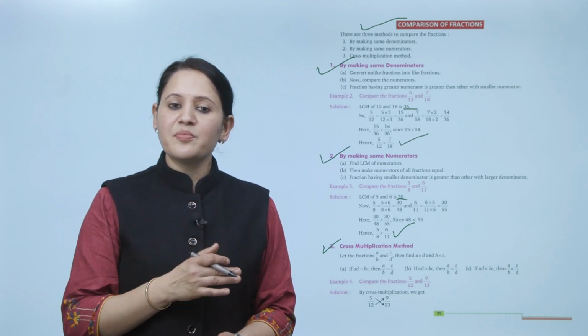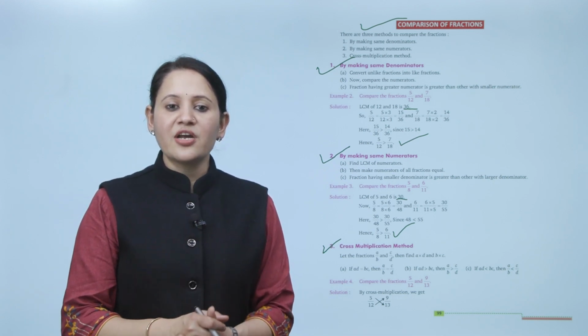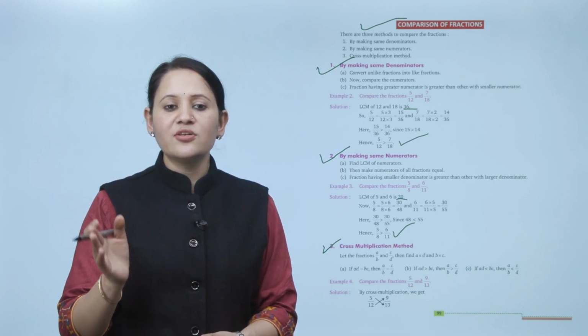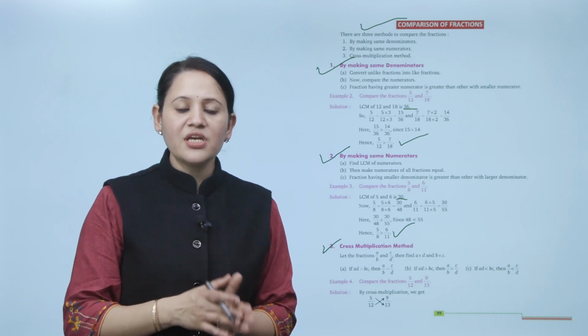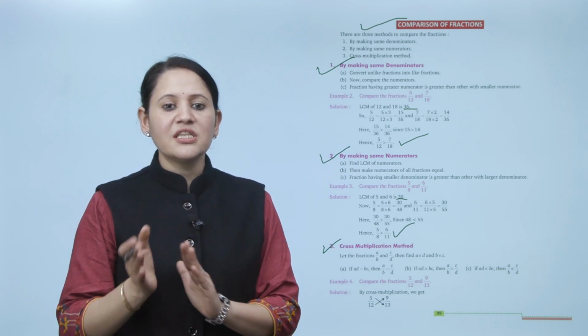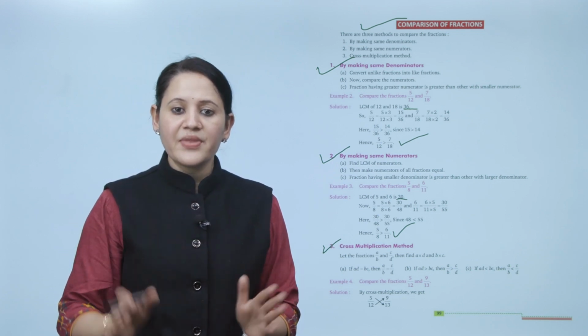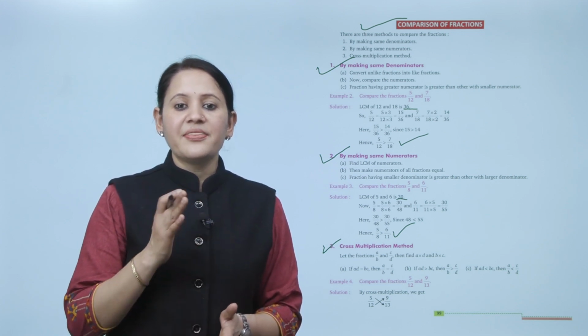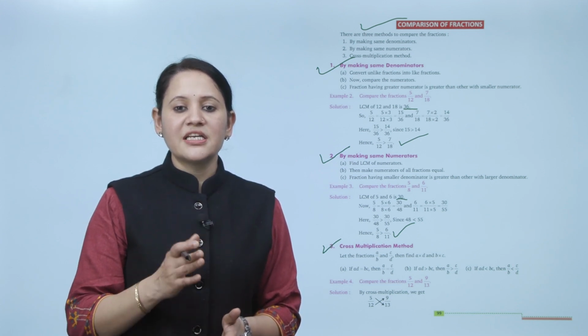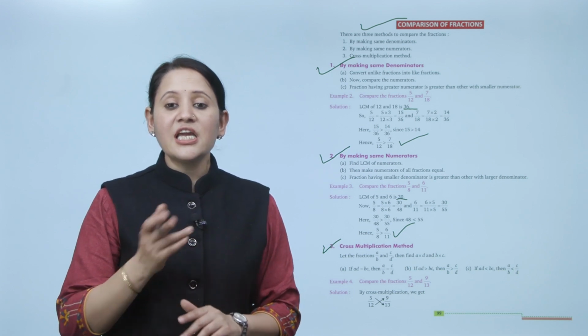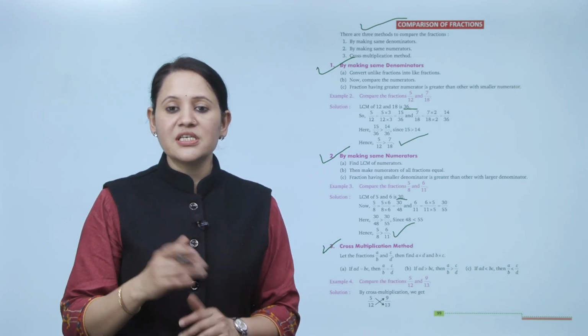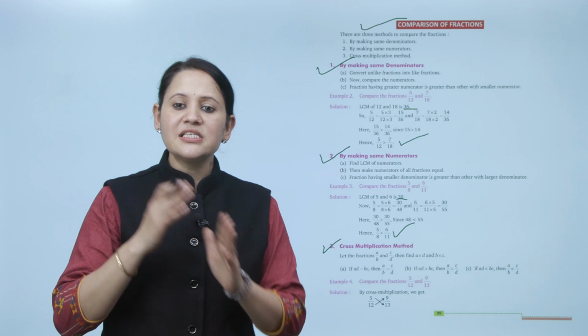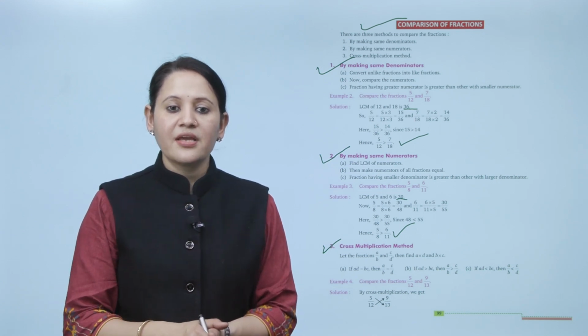Next method is cross multiplication method. Let the fractions be a upon b and c upon d. Then find out a into d and b into c. If a into d equals b into c, then both the fractions are equal. If a into d is greater than b into c, then a upon b is greater than c upon d. If a into d is less than b into c, then a upon b is less than c upon d.